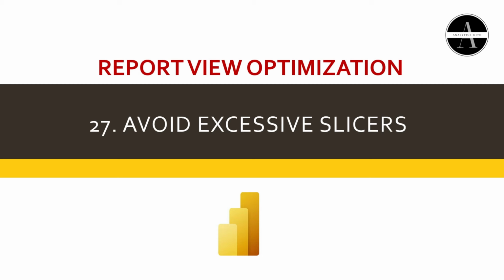speed. You can find it in options, and here in Current File, in Query Reduction, you will get this option. You have to disable this.